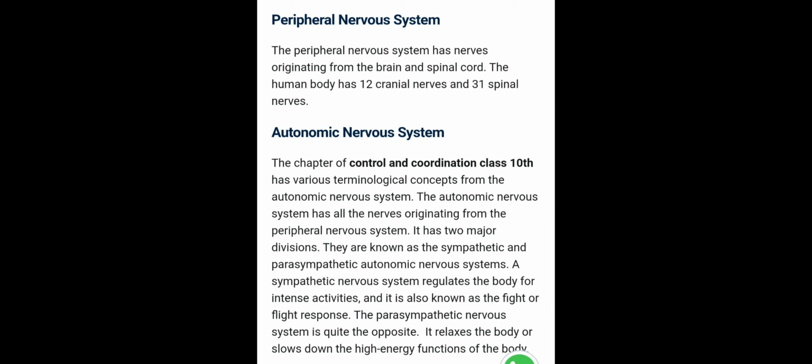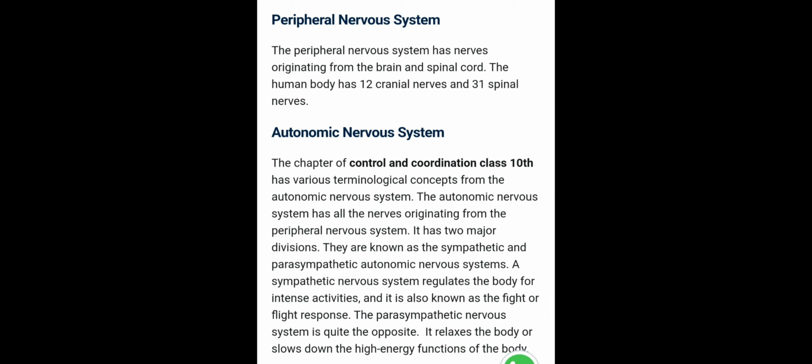So the sympathetic nervous system regulates the body for intense activities, or the fight or flight response. Fight or flight response here means whenever there is any emergency, the response that comes would be considered as fight or flight response in emergency situations. In such activities, the sympathetic nervous system regulates the body.